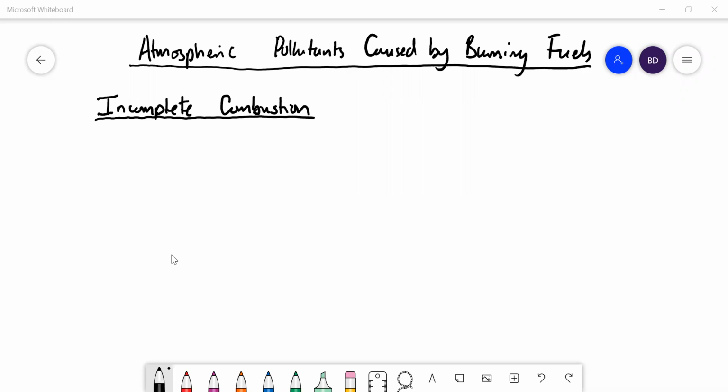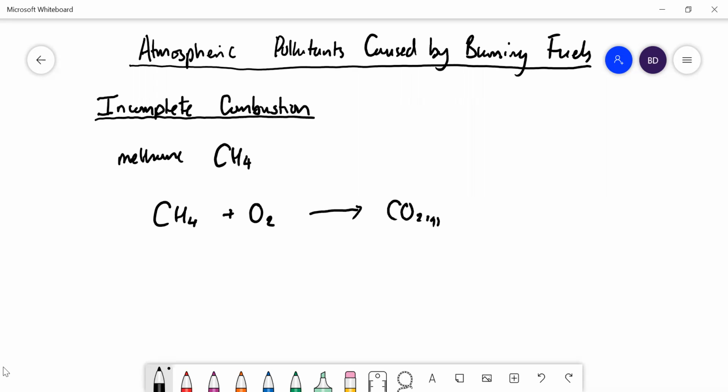But if there's not enough oxygen about, then instead of carbon dioxide, you can get carbon monoxide or even solid carbon. So let's have a look at the equations for that. Let's just take the simplest hydrocarbon, methane, which is CH4. CH4 is going to react with oxygen to give us carbon dioxide gas and H2O.